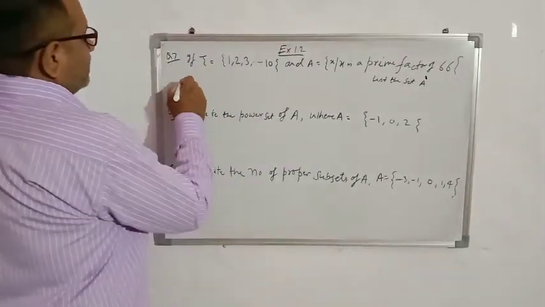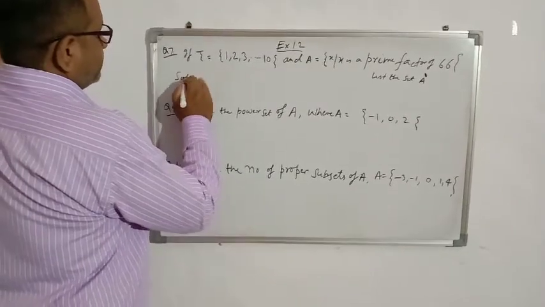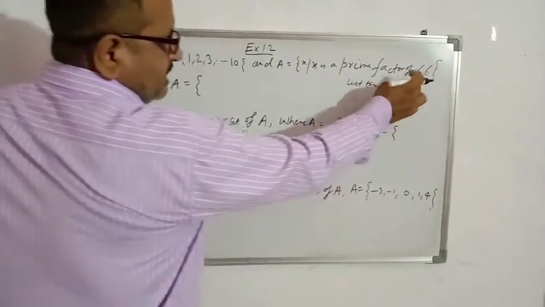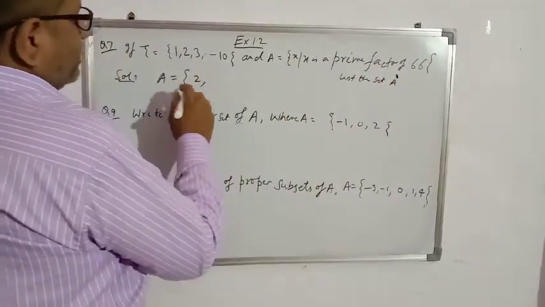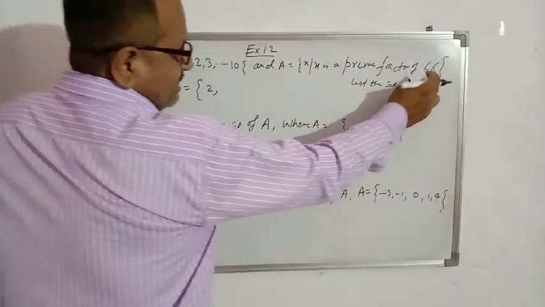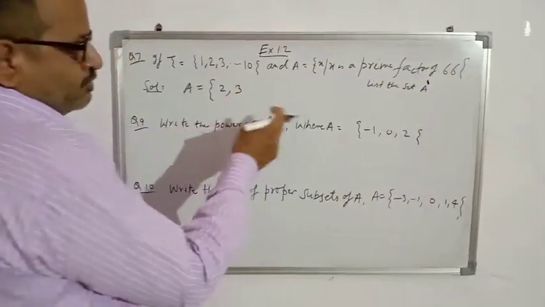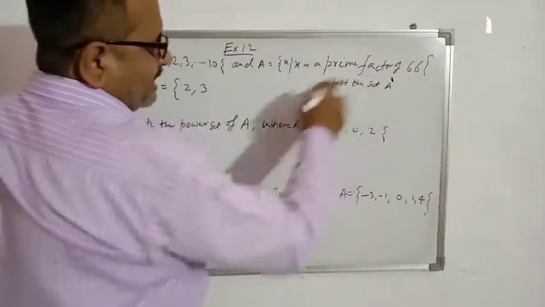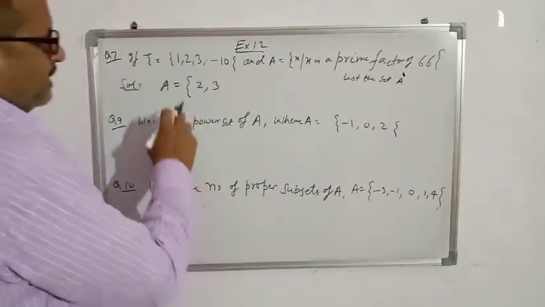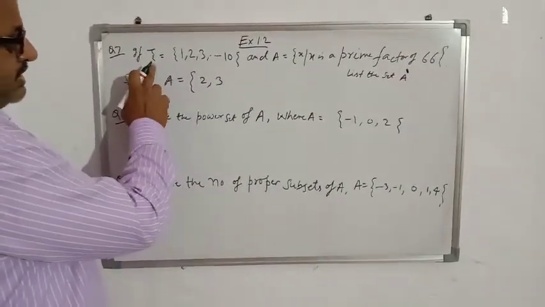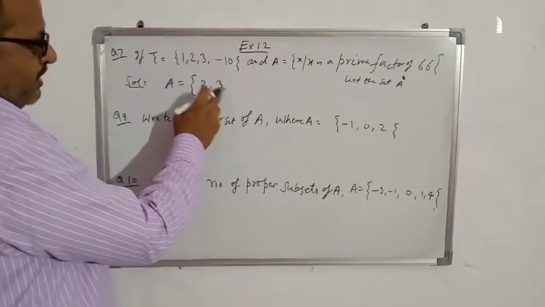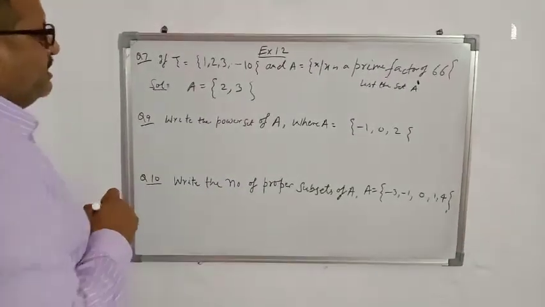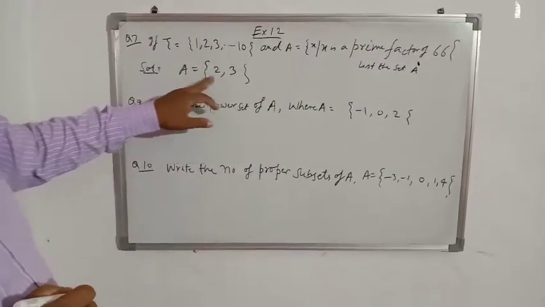So what are the prime factors? Set A, x is a prime factor of 66. 66 is divisible by 2, so 2 is a prime factor that lies in the universal set. 66 is divisible by 3. 3 is also a prime number, and it also lies in the universal set. The next prime factor is 11. 11 times 6 is 66, but 11 does not lie in the universal set, so we cannot write 11. We have to take these elements from the universal set. So only 2, 3 will be our solution. So set A is equal to {2, 3}.